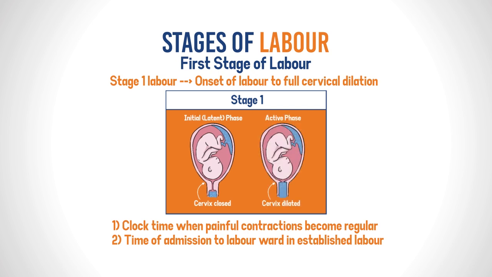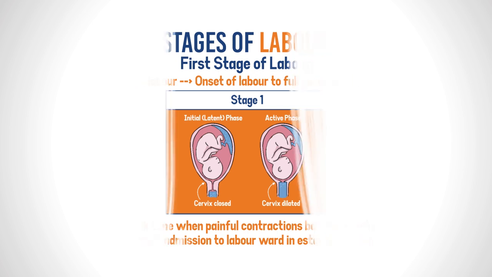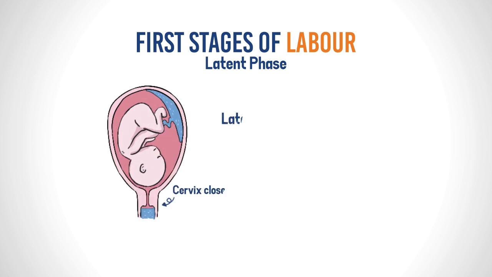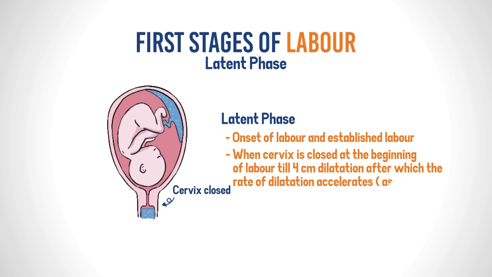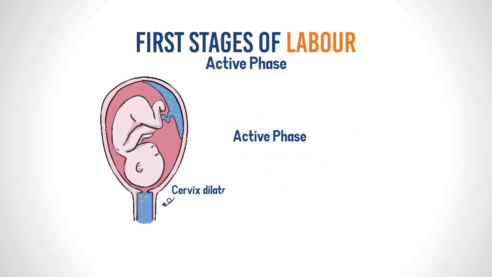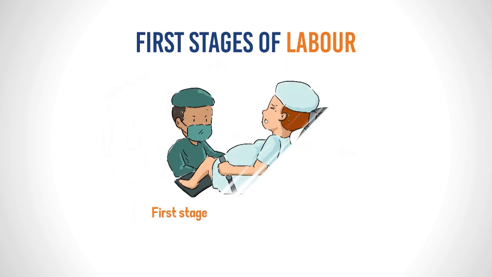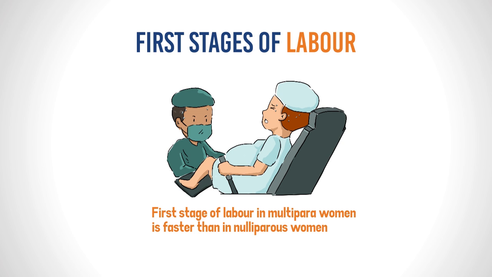The first stage of labor is divided into 2 phases based upon the rate of cervical dilatation. 1. The latent phase is of variable duration and is that phase between onset of labor and established labor. That is, from when the cervix is closed at the beginning of labor till 4 centimeters dilatation, after which the rate of cervical dilatation accelerates. 2. In the active phase, the cervix dilates at approximately 1 centimeter per hour. In general, the first stage of labor in multipara women is faster than that in nulliparous women.